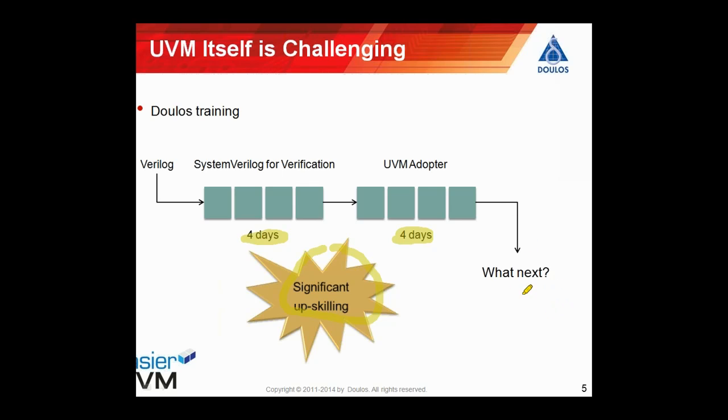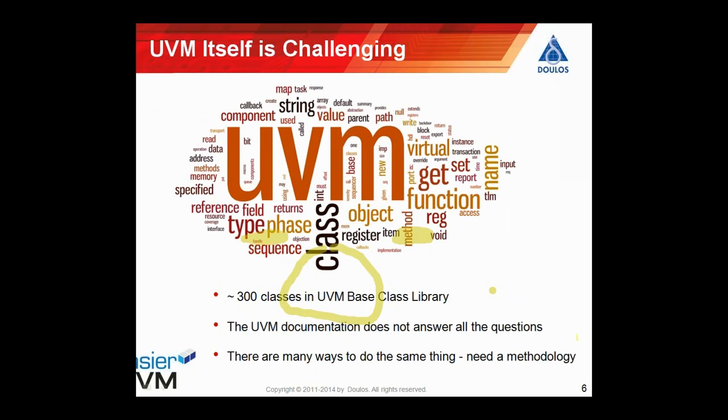So even after training, you may need to go on and look at using tools, getting some coaching from a specialist, or need further guidelines on how to use UVM. And then if we look at UVM itself, UVM is a very large, complex class library. So there's over 300 base classes in the UVM class library. The UVM documentation doesn't always answer all the questions you may have. And in UVM, there's lots and lots of ways of doing the same thing.